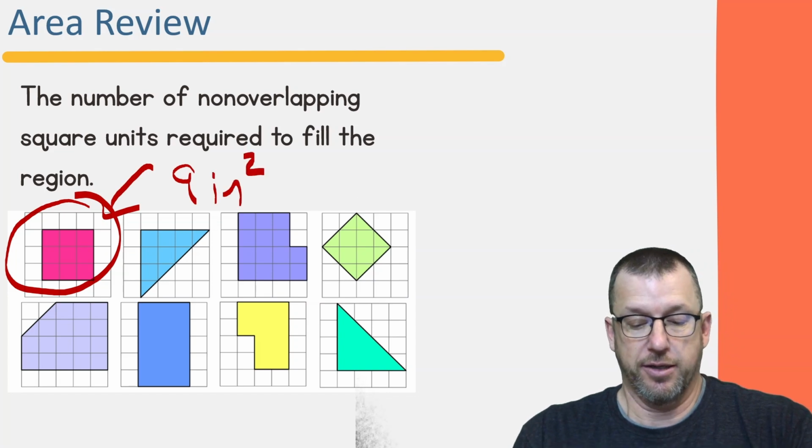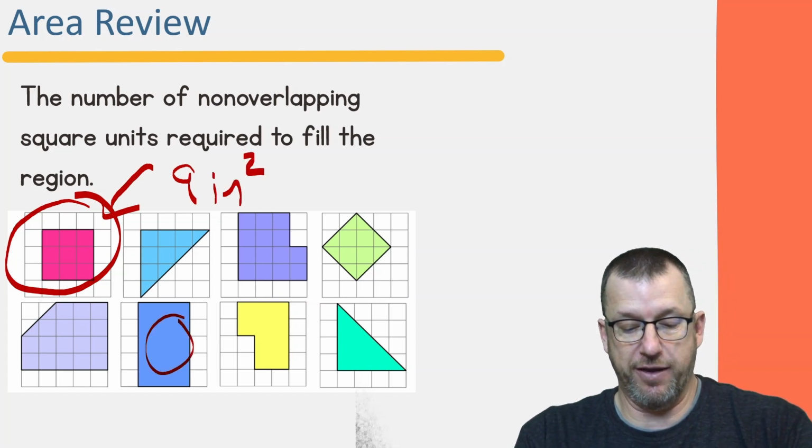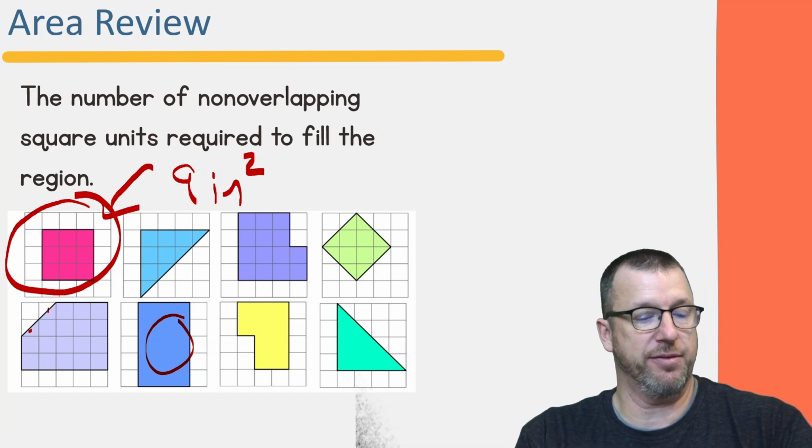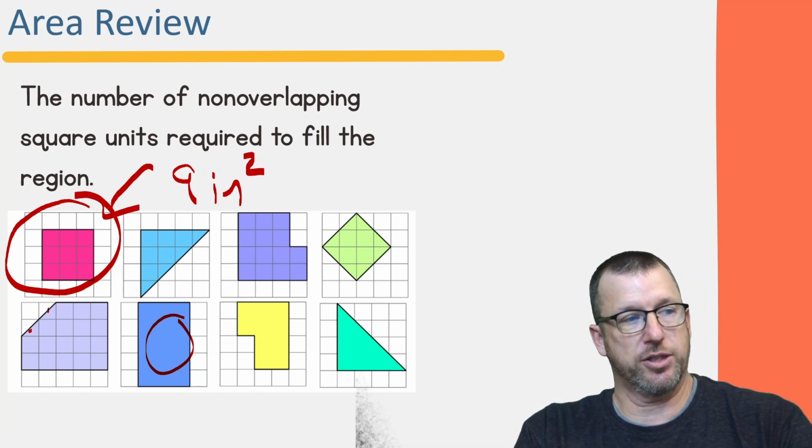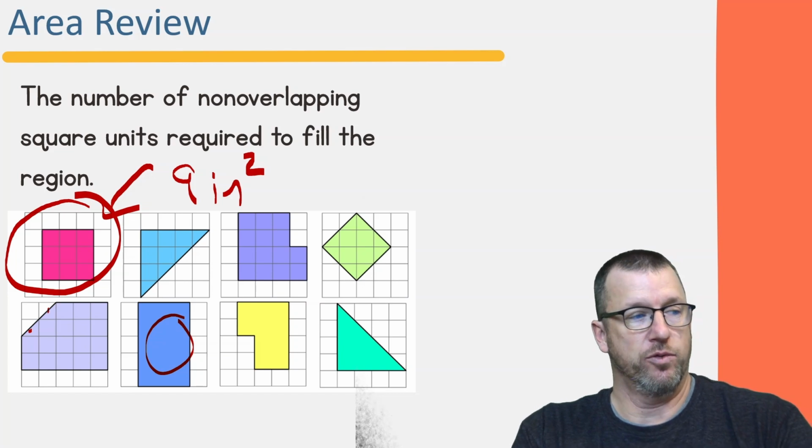All right, and we could do the same thing down here. And the other ones, we have some half shapes, so you would combine your half shapes. But area is how many squares that don't overlap will fill a unit.